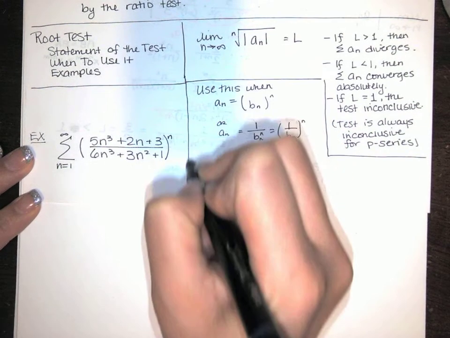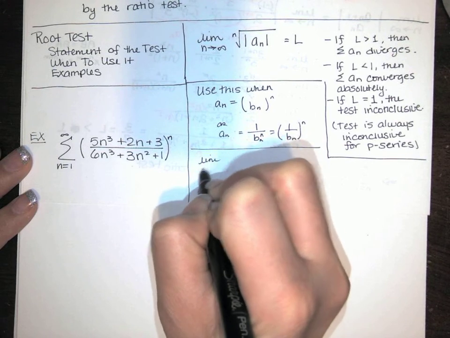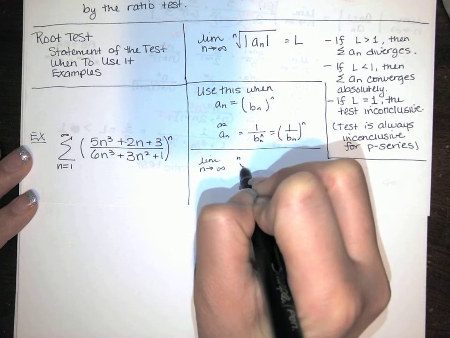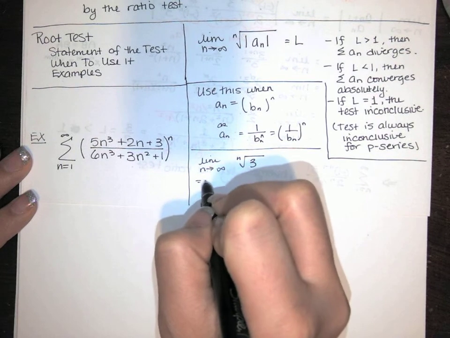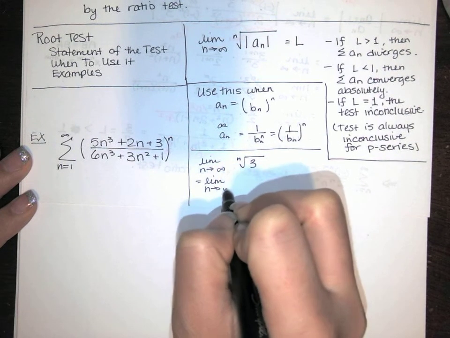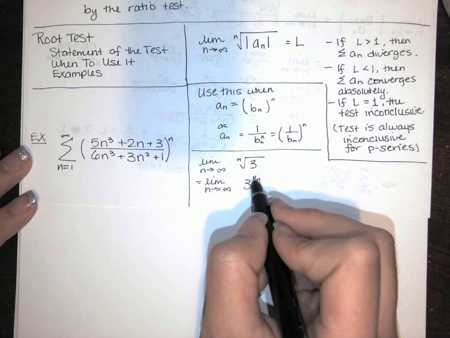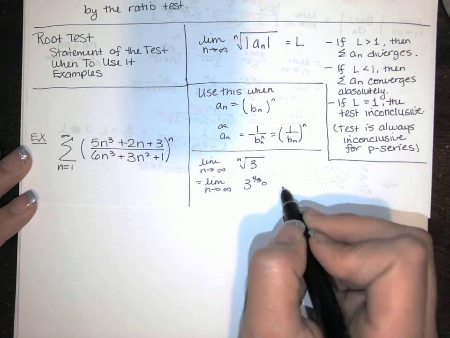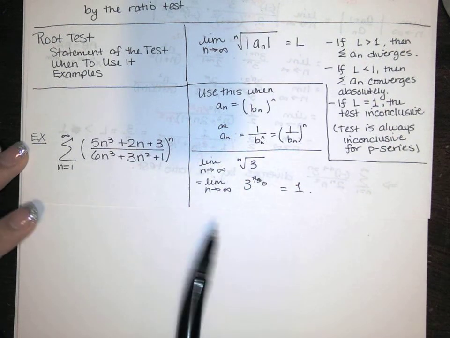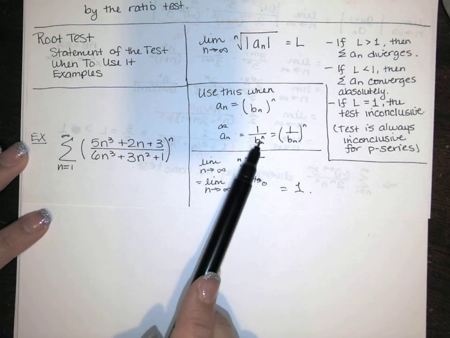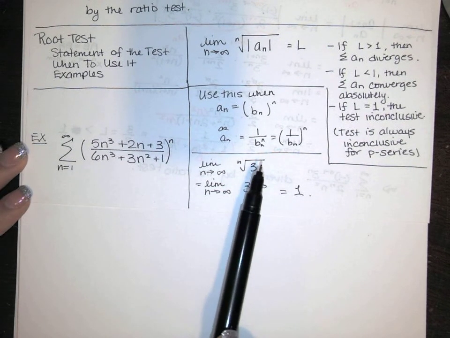But notice that if you take the nth root of some constant, I'm going to just use 3 for example, that's the same as that number raised to the 1 over n power. And as n goes to infinity, this will go to 0, and we'll just get 1 every time, as long as that number is not 0. So yeah, if you have a constant in the numerator here and something to the nth power in the denominator, the root test is appropriate there as well.